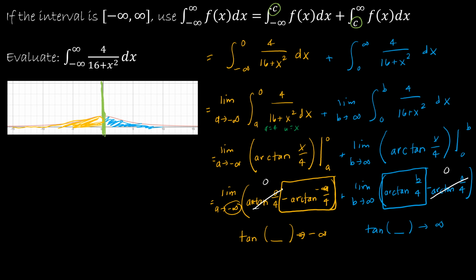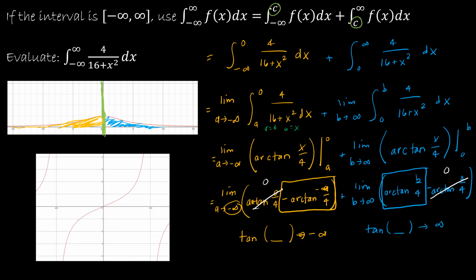Now, hopefully you're very familiar with the graph of tangent, and you know where those asymptotes are. We are going to be looking at the interval from negative pi over 2 to pi over 2. And so I can see that at negative pi over 2, this is an asymptote, and at positive pi over 2, this is an asymptote. This guy is approaching negative infinity. This guy is approaching positive infinity.